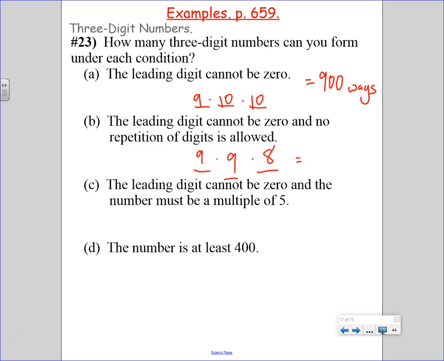Any mental mathers? Is it 683? Might be wrong. 72 times 9? No. 63? Oh, 8. Thank you, thank you, thank you. 648, right? Because if you multiply, you have 18 and then carry the 1. How about letter C?